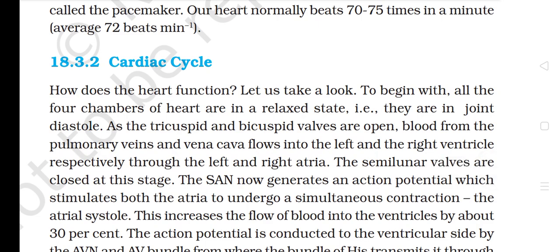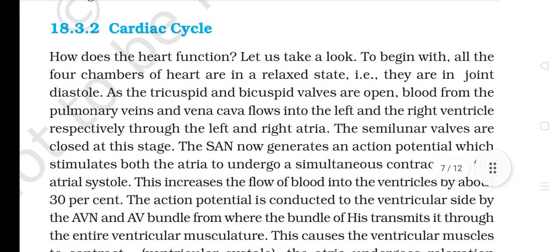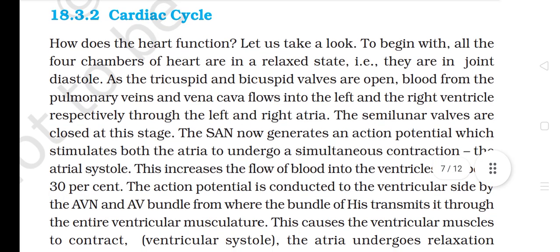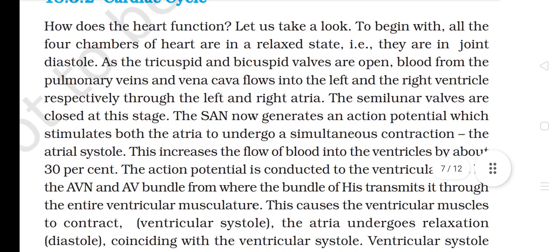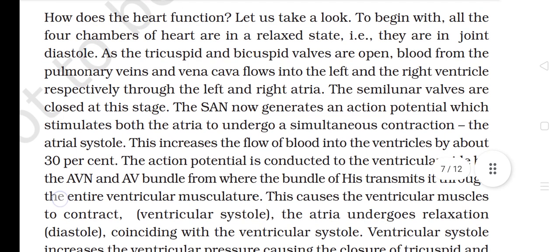18.3.2 Cardiac cycle. How does the heart function? Let us take a look. To begin with, all the four chambers of the heart are in a relaxed state, that is, they are in joint diastole. As the tricuspid and bicuspid valves are open, blood from the pulmonary veins and vena cava flows into the left and the right ventricle respectively through the left and right atria. The semilunar valves are closed at this stage.